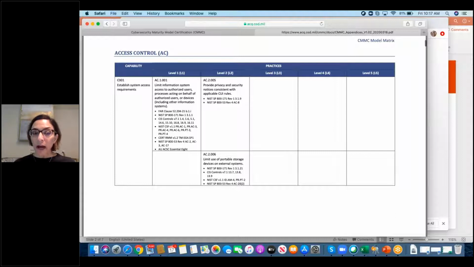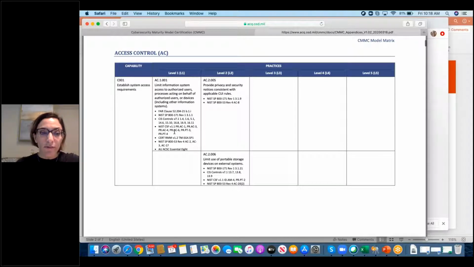So when we created the model, I wanted to make sure we did a few things. As you see on the screen, and what I'm circling with my mouse, I don't know if you can see that, it's Level 1, and it says AC.1.001: limit information system access to authorized users, processes acting on behalf of authorized users, or devices, including other information systems. Now, to me, Katie Arrington 10 years ago, that's Latin. I don't understand what that means.